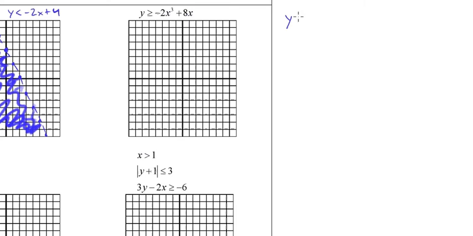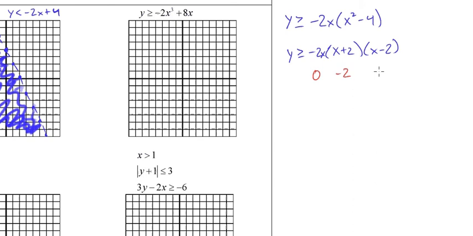So y is greater than or equal to, and I factor out a negative 2x. So negative 2x times, so that leaves me with x squared minus 4, and hey, that's a difference of squares, and so I end up with y is greater than or equal to negative 2x with x plus 2 and x minus 2. And so now I know my roots. My roots are going to be at 0, negative 2, and 2. And go ahead and throw those on my graph here. At 0, 2, and negative 2.